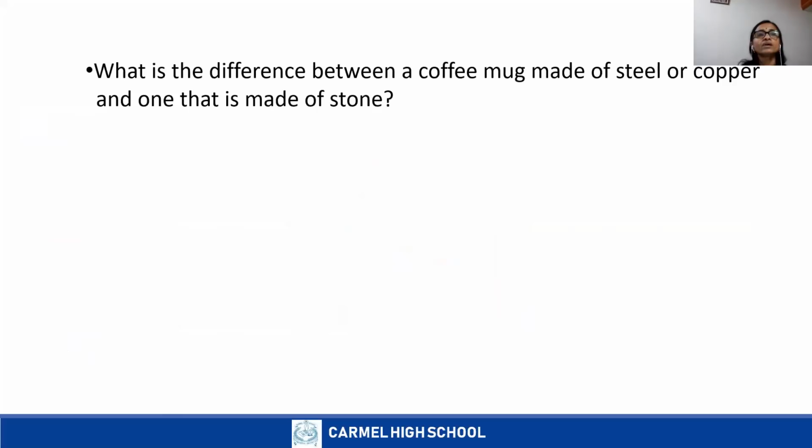Okay, children, what is the difference between a coffee mug made of steel or copper and one that is made of stone? You know that you are using a coffee mug or a mug for milk, maybe sometimes if you drink milk also. So the mug made of steel or copper, you know that, and a mug made of stone. What is the difference? Compare. You can write your answer in the notebook.